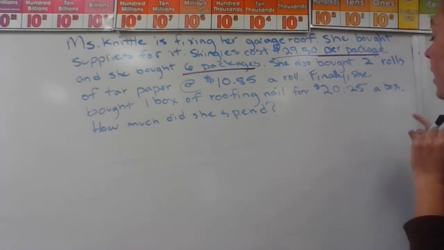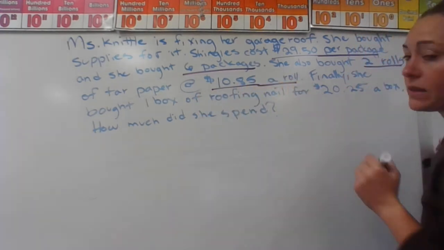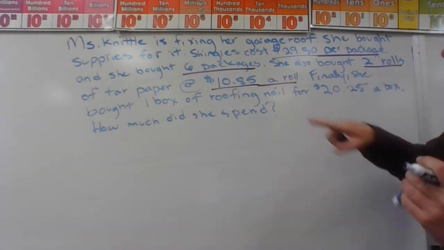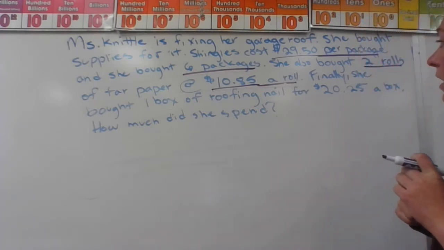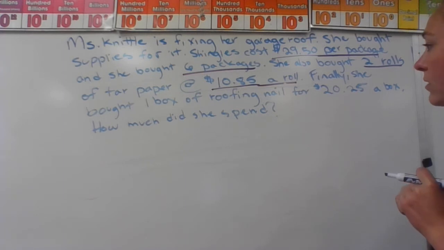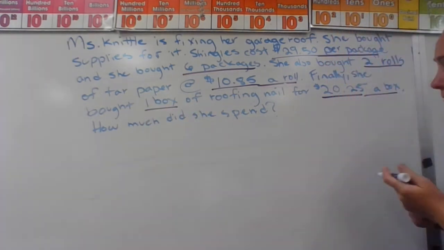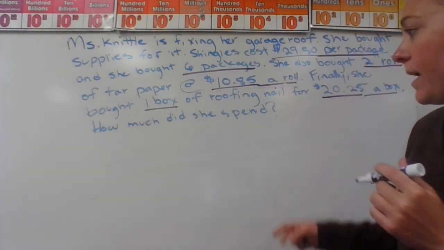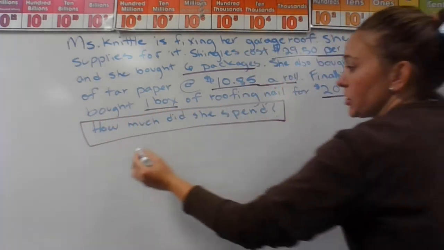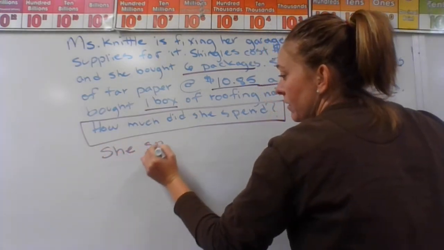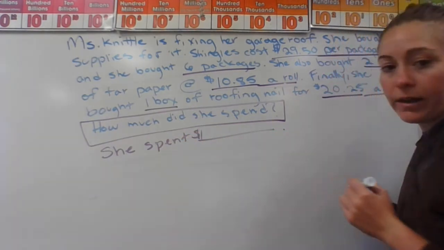Then it says she also bought 2 rolls of tar paper. That's important. At $10.85 a roll. That's important. And I'm underlining what the items are. A roll, so $10.85 a roll, and 2 rolls. So not just the numbers, but also what it is. Finally, she bought a box of roofing nails for $20.25 per box. And she bought 1 box of those. All right, so now we need our sentence. And the question, how much did she spend? So we could say Miss Knittle spent blank dollars, and we'll leave a space for that. You can put the dollar sign there right now.